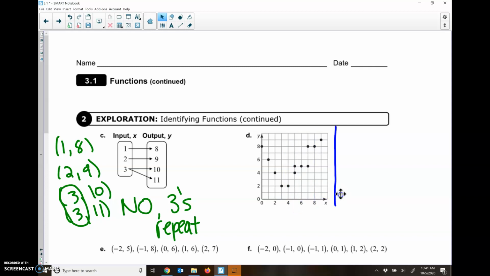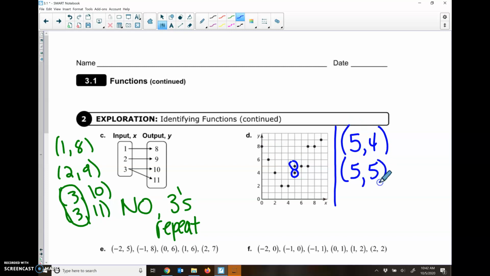Let me circle them: I'm touching a point at 5, 4, and a point at 5, 5. So there we have 2 x's that are repeating, so it's not going to be a function. We also see it repeats here with 7, 5, and 7, 8. So no, it's not a function. The 5's and 7's are repeating.